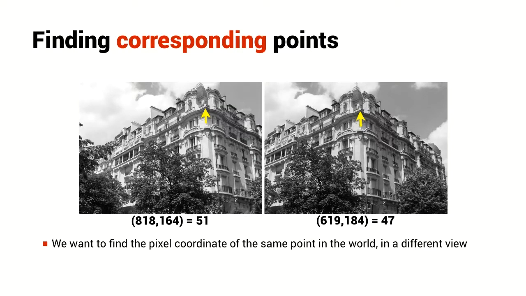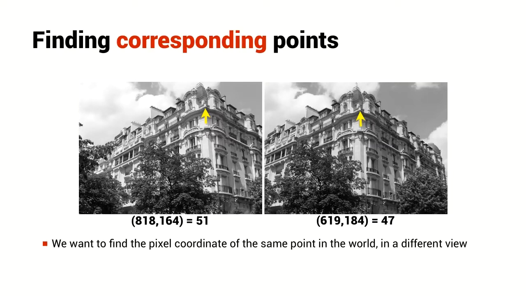It's very easy for you and me to find the coordinate of this balcony corner in two quite different pictures of that same scene, but it's not so easy for a computer algorithm to do that. We also touched on the problem that we can't just rely on the grayscale intensity of the pixel to find it in the other scene.